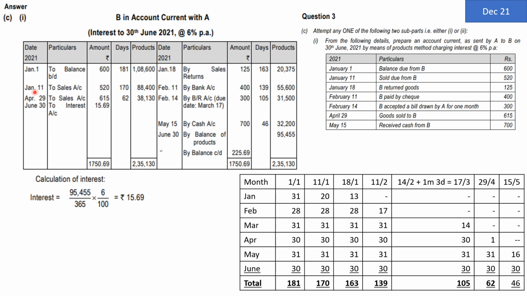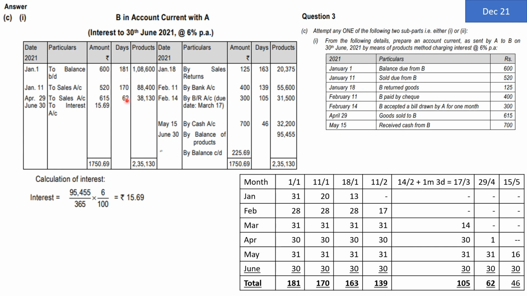Now we'll consider the transactions as given by the problem. 1st January opening balance 600. 11th January to sales 520. 29th April to sales 615. These are the basic things given by the problem. Then on 18th of January by sales returns 125 rupees. 11th February by bank 400. 14th February bills receivable which is falling due on 17th of March 300. 15th May by cash or bank 700. So these are the transactions which we have prepared out of the transactions given in the problem.